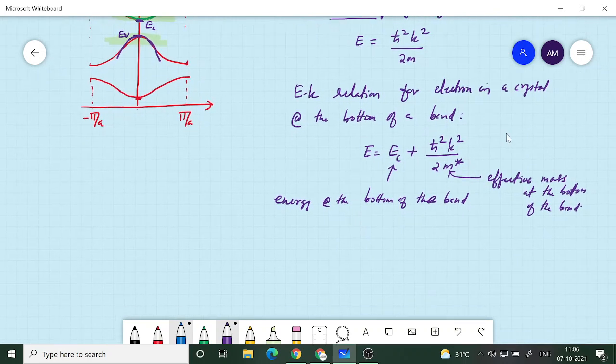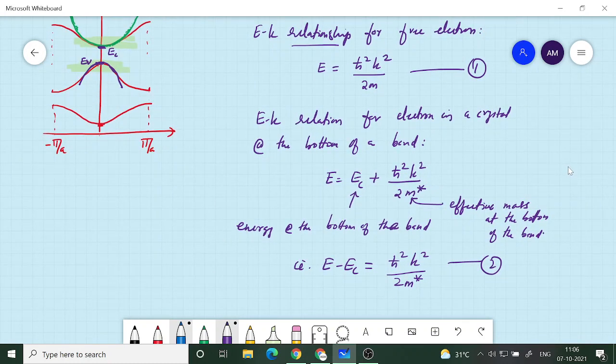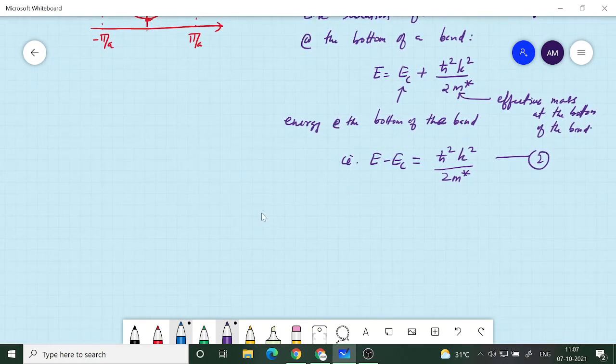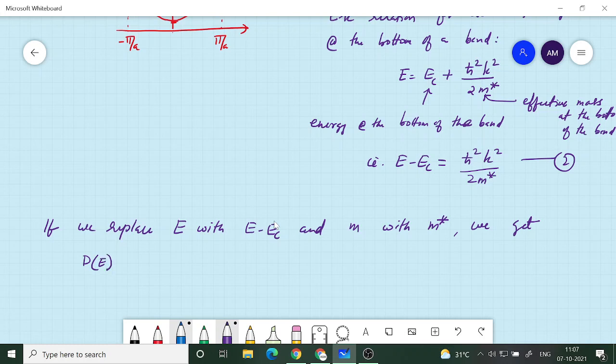Okay, so now let us take first of all the bottom of the band case, and we can write E minus EC as h cut square k square by 2m star. So you can compare equation 1 and equation 2. If E is replaced with E minus EC and m is replaced with m star, we can make use of the earlier derived result for the case of a crystal. So this is the insight: if we replace E with E minus EC and m with m star, we get D of E, the density of states for a crystal.